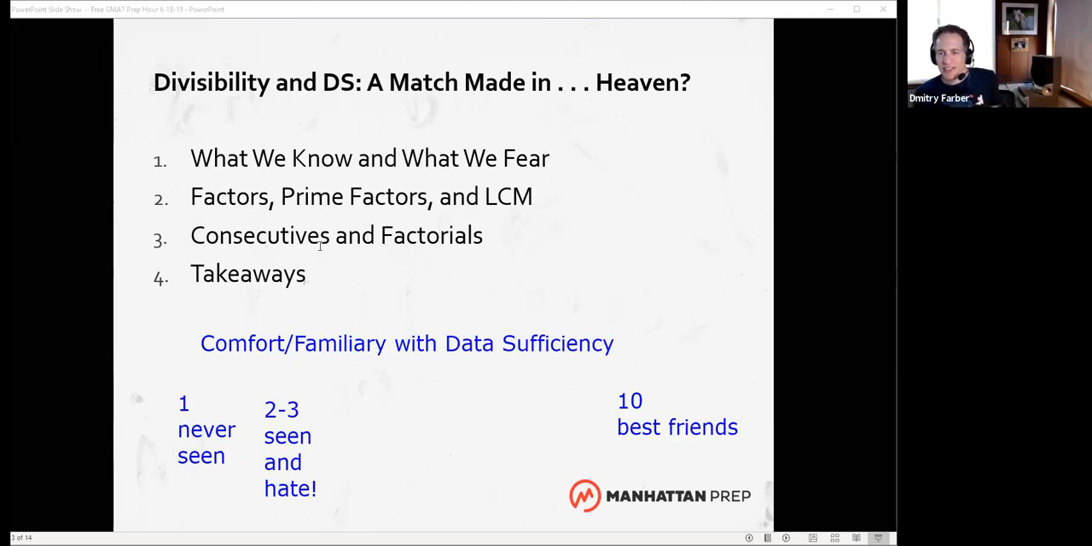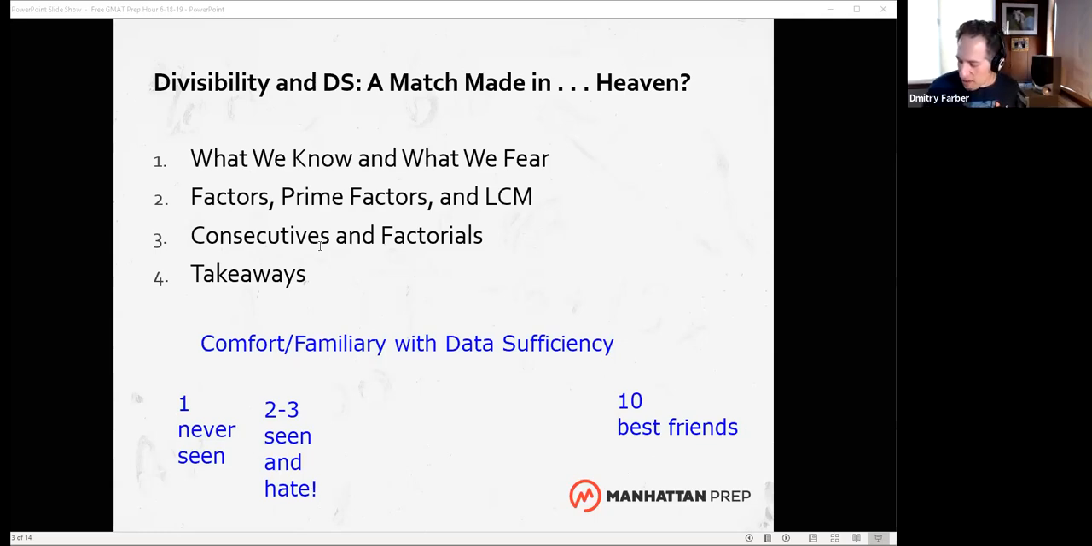I see a lot of, okay. All right, some real range. Yeah, Guy, you're not afraid of data sufficiency at all, but I'm seeing some 1s. All right, so it's people who are just like, what is data sufficiency?